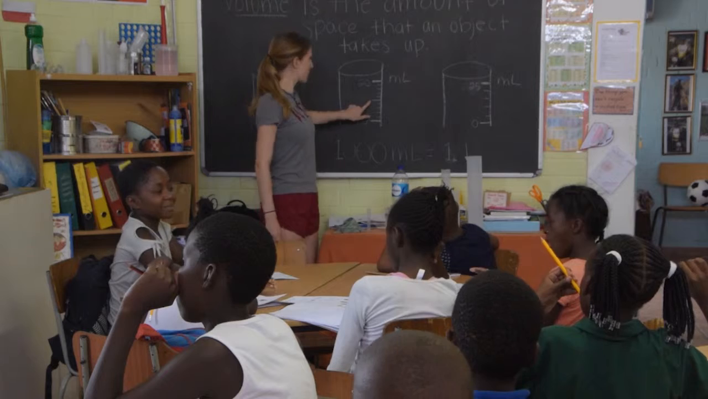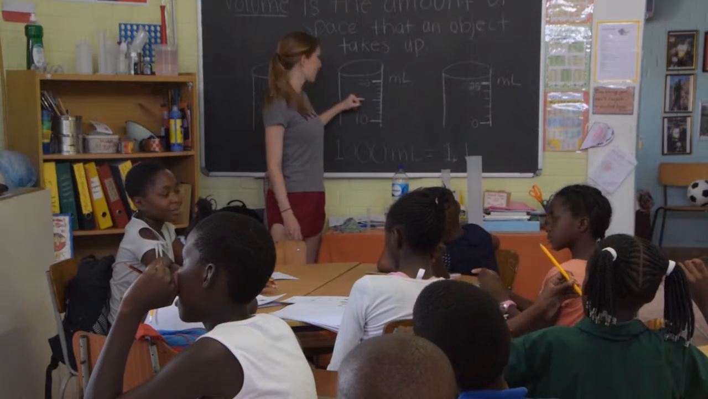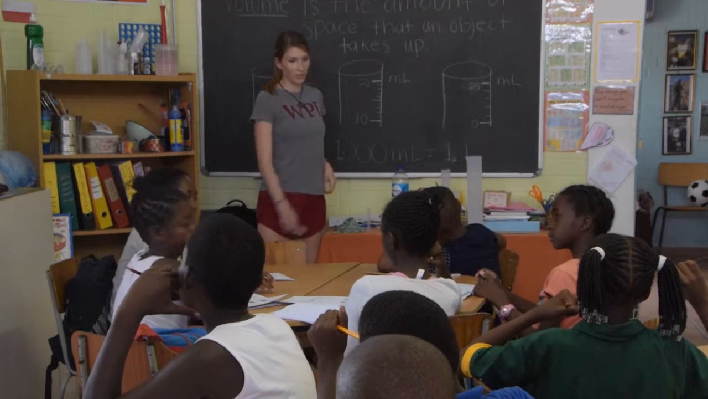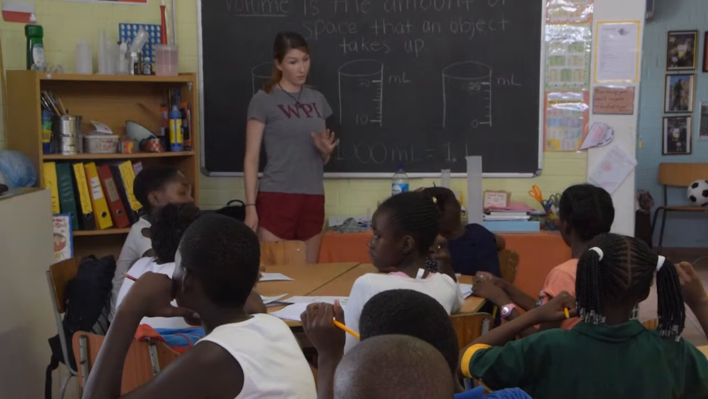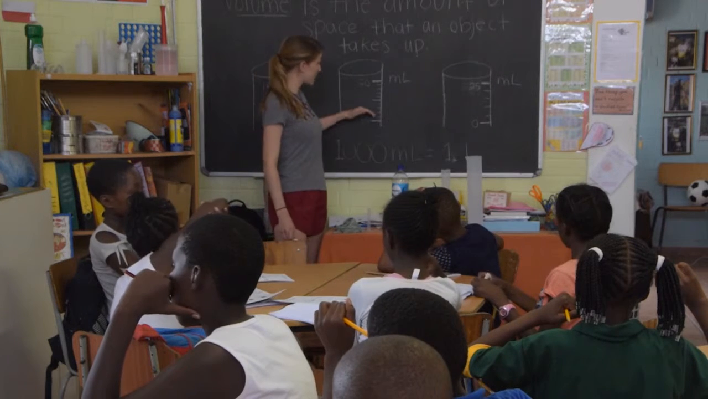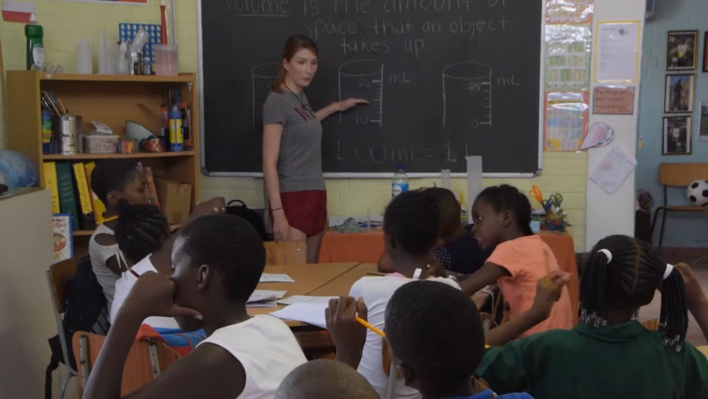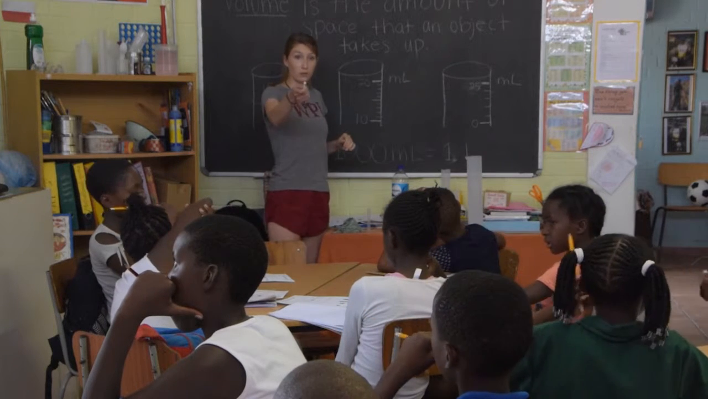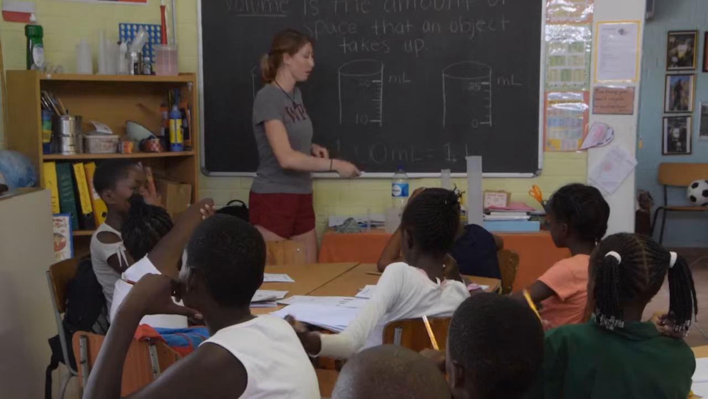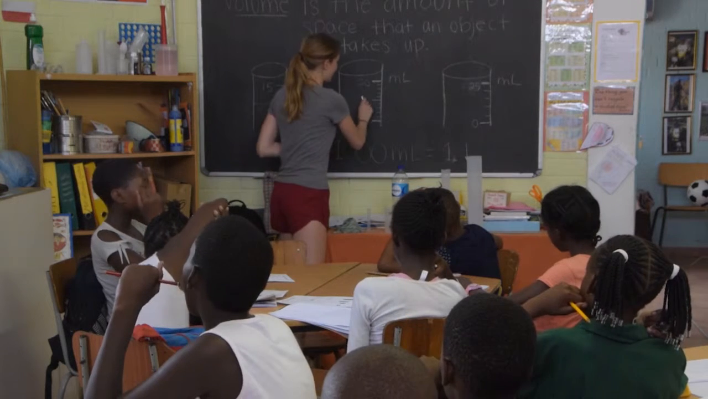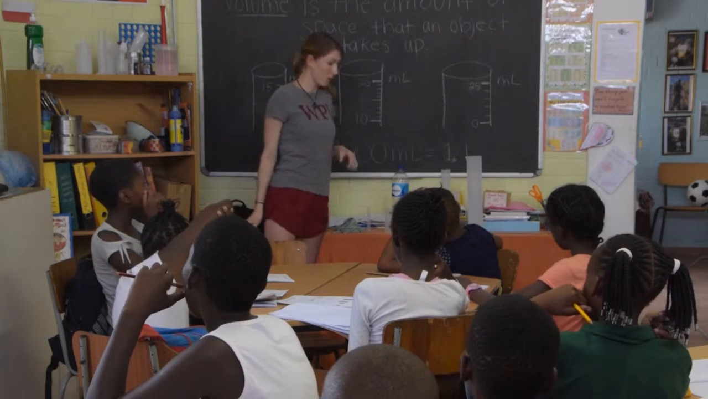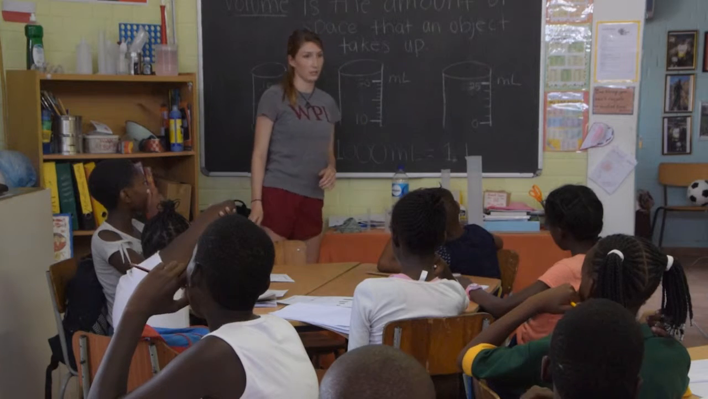And what can we also say about this line in the middle? What does this one represent? What do you think? 5? Well, yeah, it's adding 5. It's 5 more than 10, so what would that be? 15. Yeah, you're right. So this one in the middle is 15. It might not say it on the graduated cylinder, but that's what it means, okay?